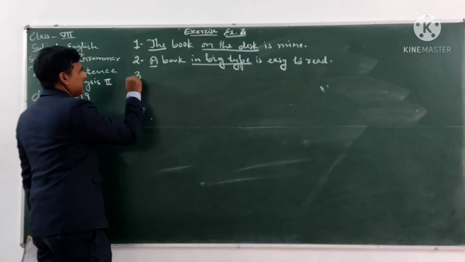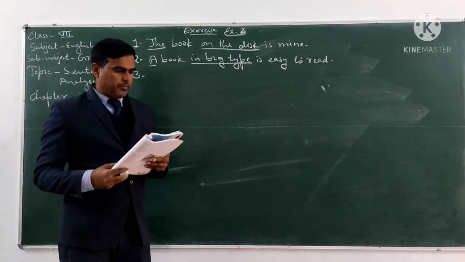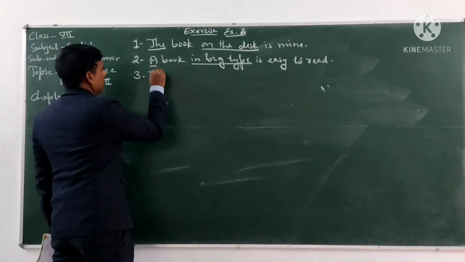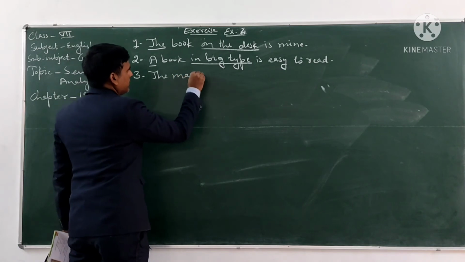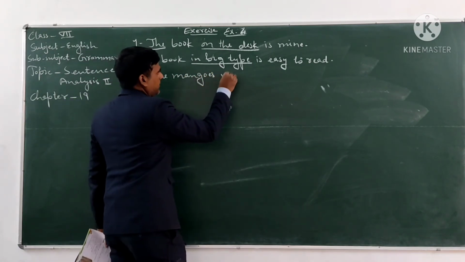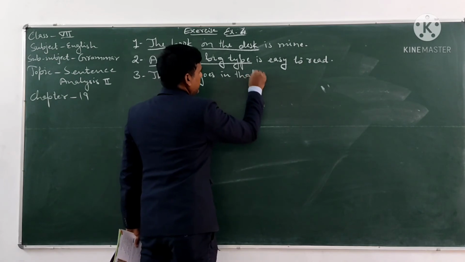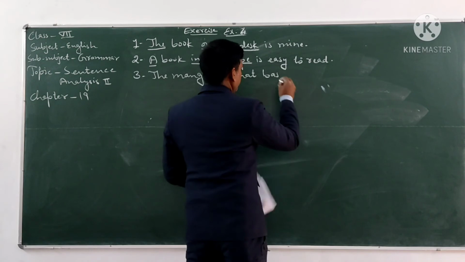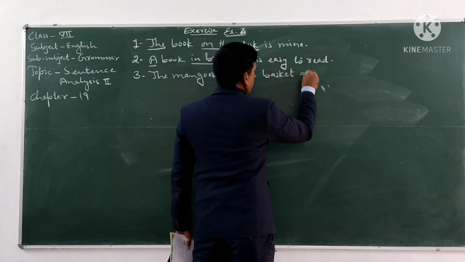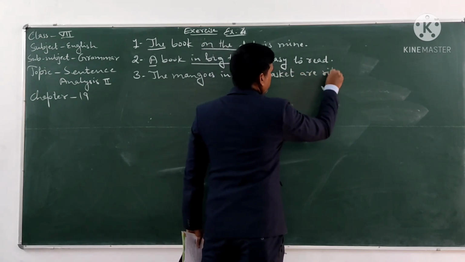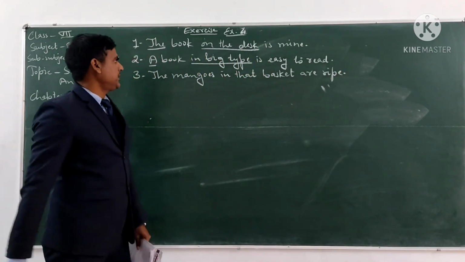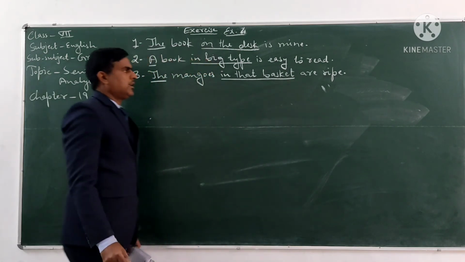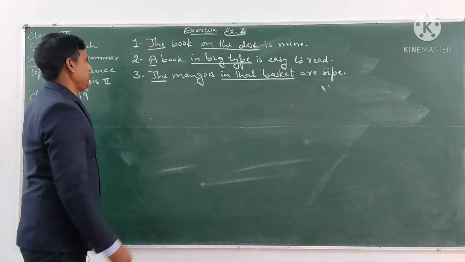Now see sentence number 3. Sentence number 3 is, the mangoes in that basket are ripe. In this sentence, the and in that basket are the enlargements of the subject.